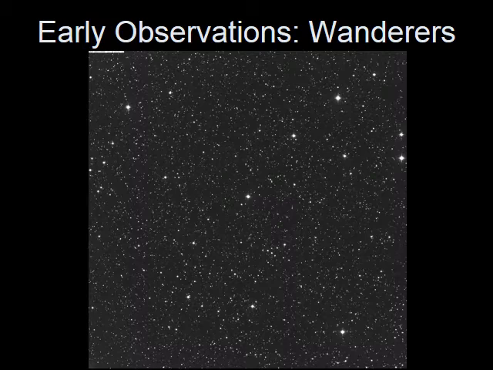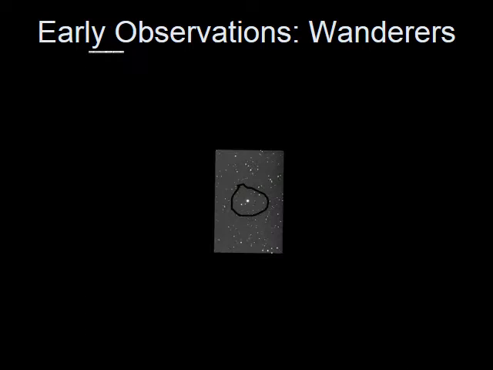So what you're seeing here is two pictures of the same part of the sky. And what you can see from one picture to another as they kind of switch back and forth, if you focus on this area right here, you can see that that one little point of light there keeps moving back and forth from one picture to the next. The rest of the points of light stay exactly where they are, but that one little dot kind of moves around. So early astronomers noticed this, and they called these special little points of light wanderers.